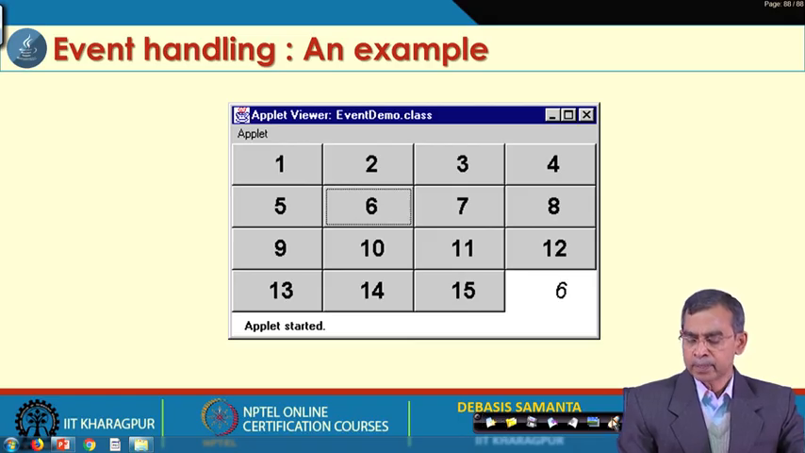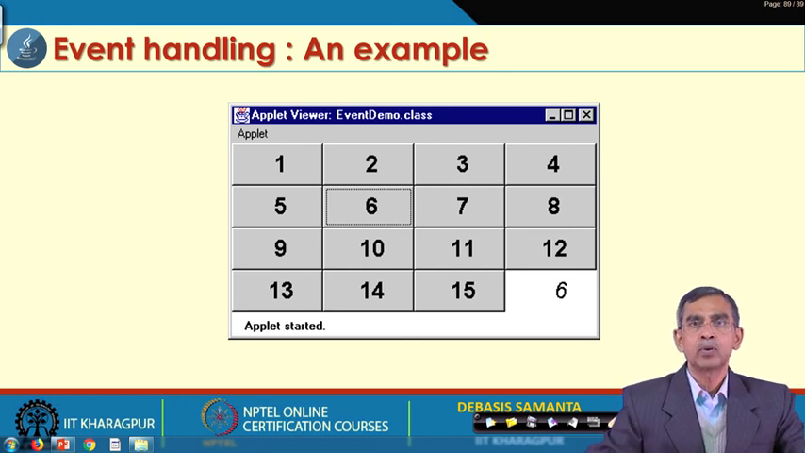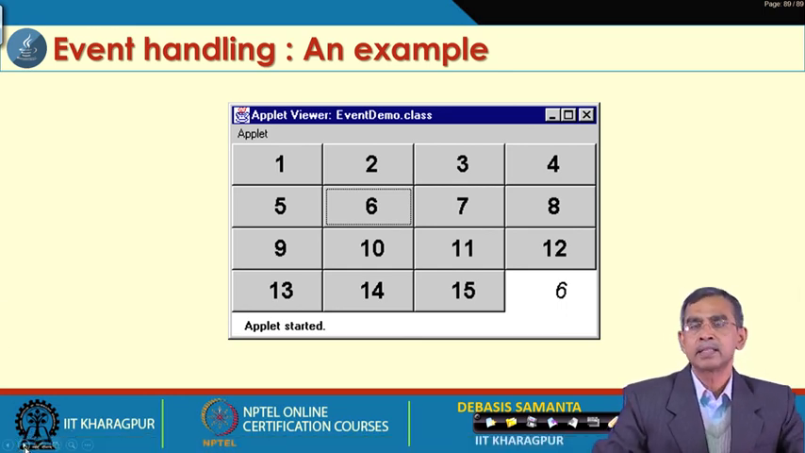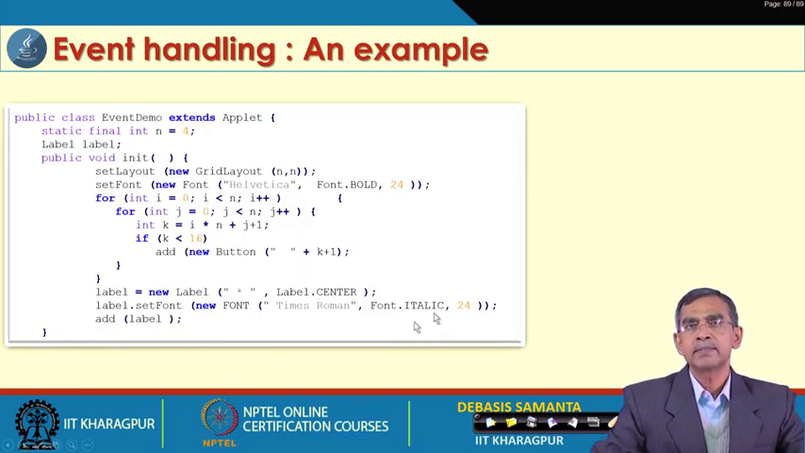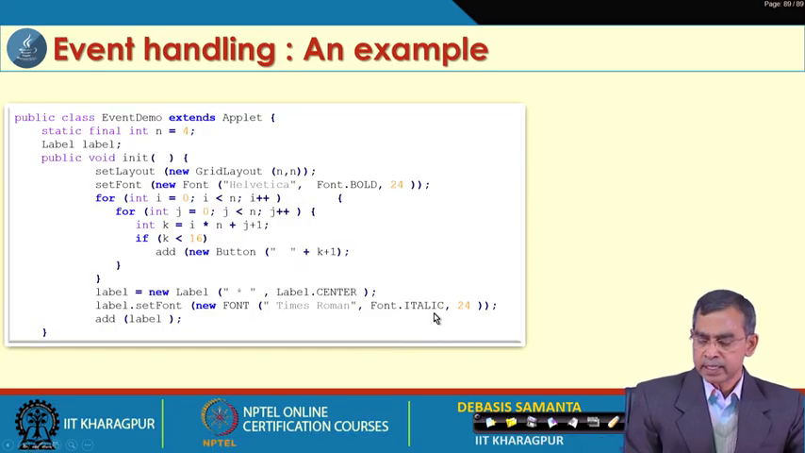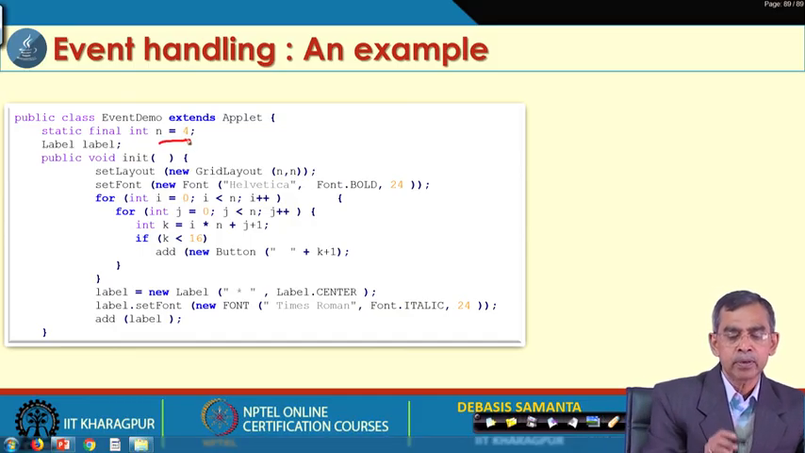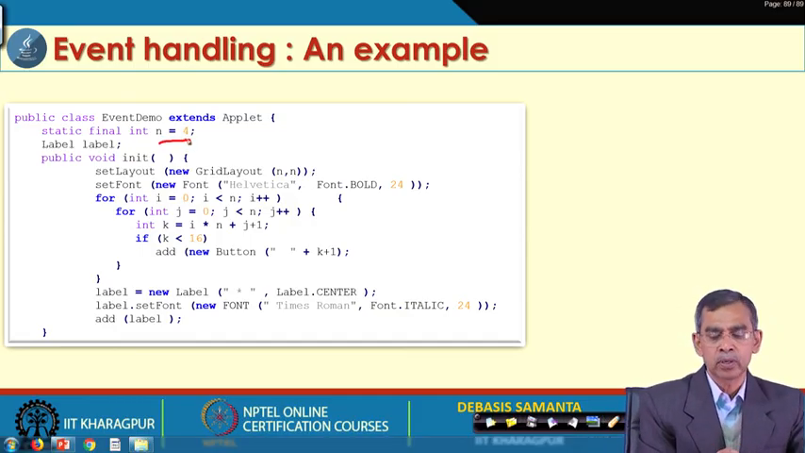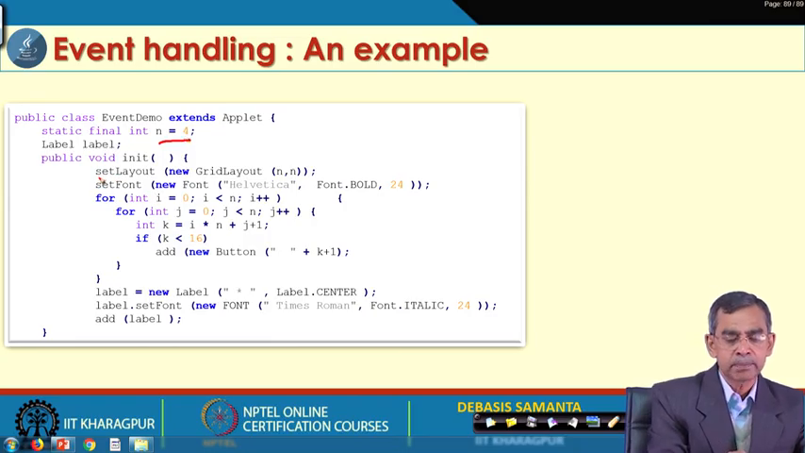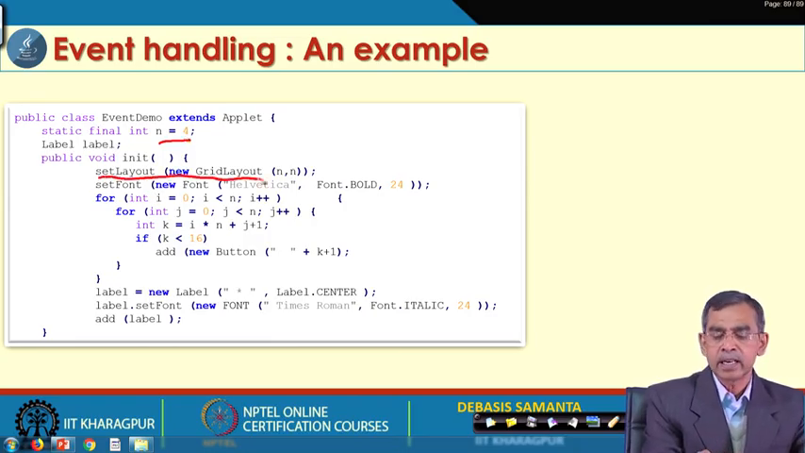I just want to show the code right now, and the details about event handling need more elaborate discussion. Now, here is the code for this kind of programming. I hope you have understood exactly what we are going to do. The code is pretty simple here. First, n is 4, which means we have to create a 4 cross 4 layout. That is done by setLayout(new GridLayout(n, n)).